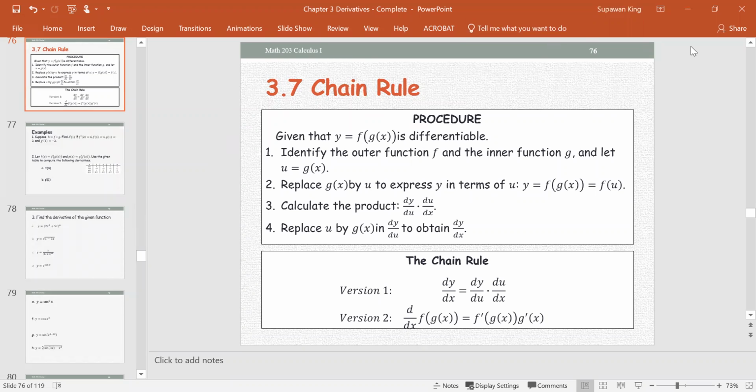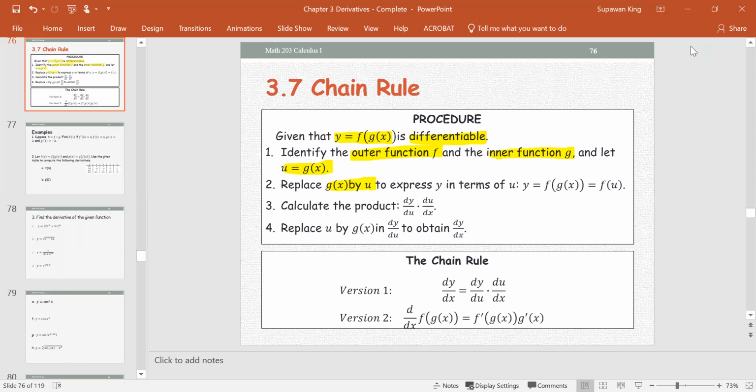Section 3.7, chain rule. In this section, we will find the derivative of the composite function y equals f of g of x, given that it is differentiable. Step 1. Identify the outer function f and the inner function g. Step 2. Let u be g of x. Replace g of x by u.